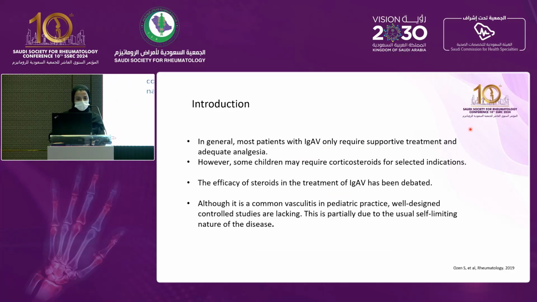So in general, patients with IgA vasculitis usually require supportive treatment. However, some children require steroid for selected indications. The efficacy of a steroid in the treatment of IgA vasculitis has been debated over the last years. Although it is a common vasculitis, as we mentioned, in pediatric practice, still well-designed controlled studies are lacking, and they thought this is because of the usual self-limiting nature of the disease.